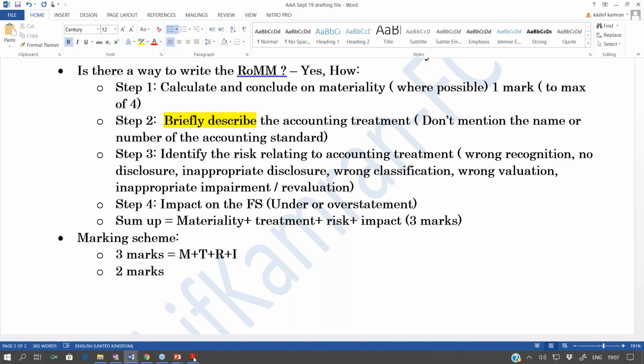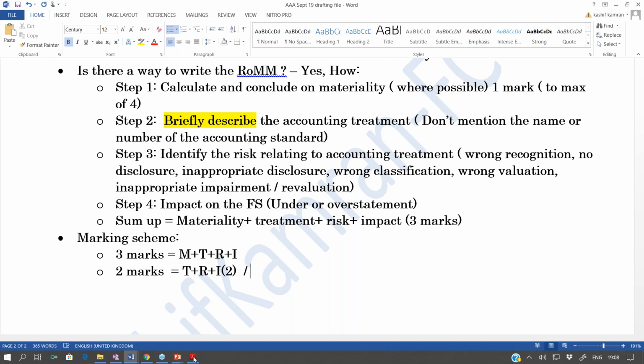Can I get a quick response to that question? Right? So impact on the financial statement, right? There might be so many risks in the exam paper which do not have materiality. So if, for example, I'm writing treatment plus risk plus impact, will I get 3 marks here? Treatment, risk, and impact? Or is something missing here? Will I get 3 marks? No, I'll only get 2.